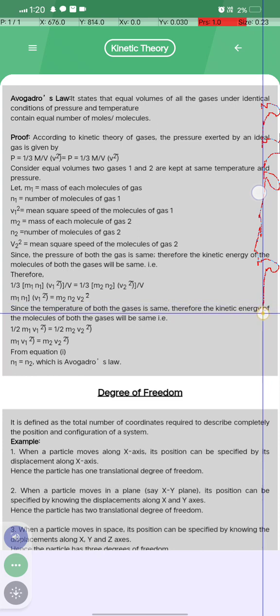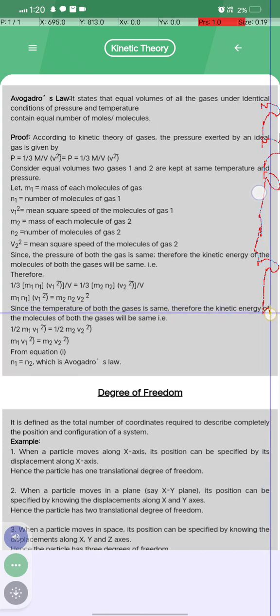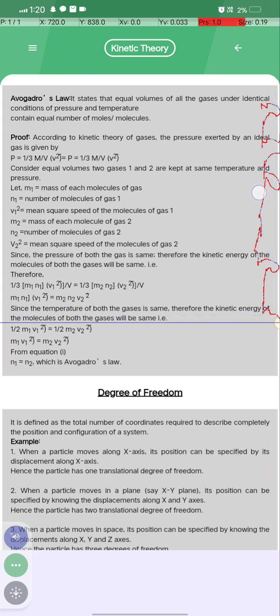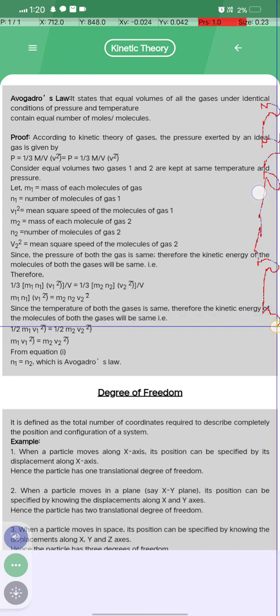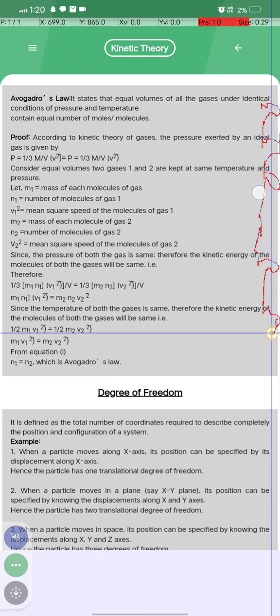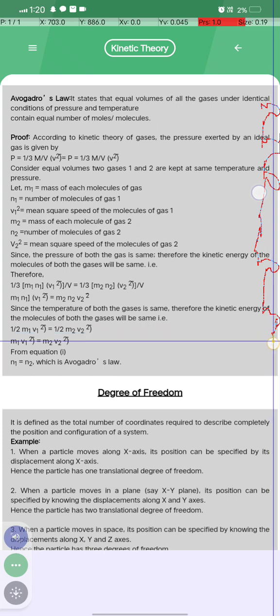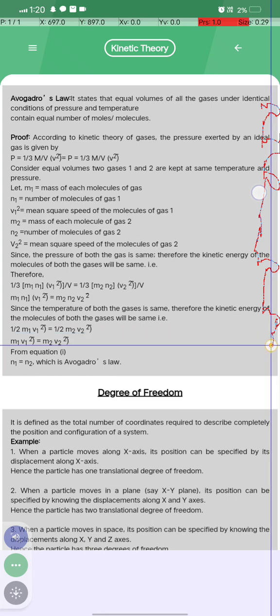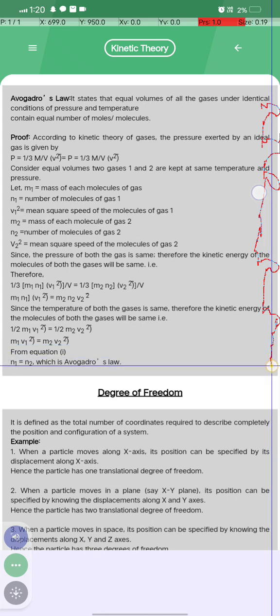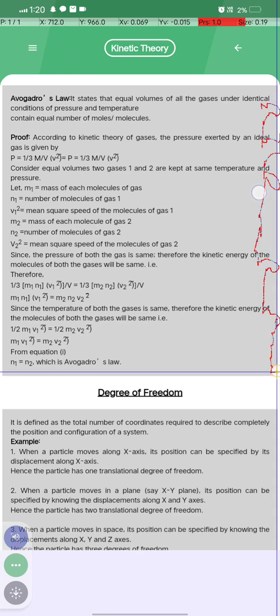Since the temperature of both gases is the same, the kinetic energy of the molecules of both gases will be the same, that is 1/2 m1 v1 square is equal to 1/2 m2 v2 square, so m1 v1 square is equal to m2 v2 square. From equation 1, n1 is equal to n2, which is Avogadro's law.